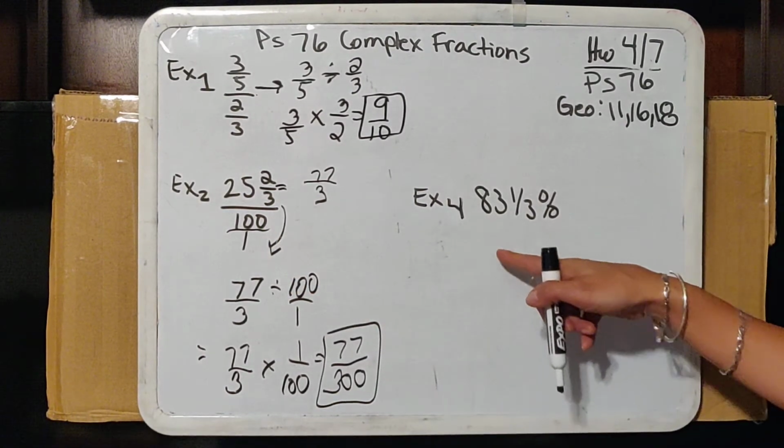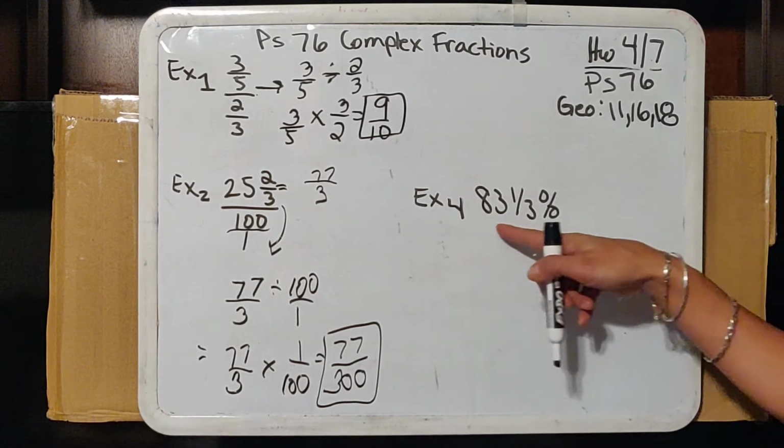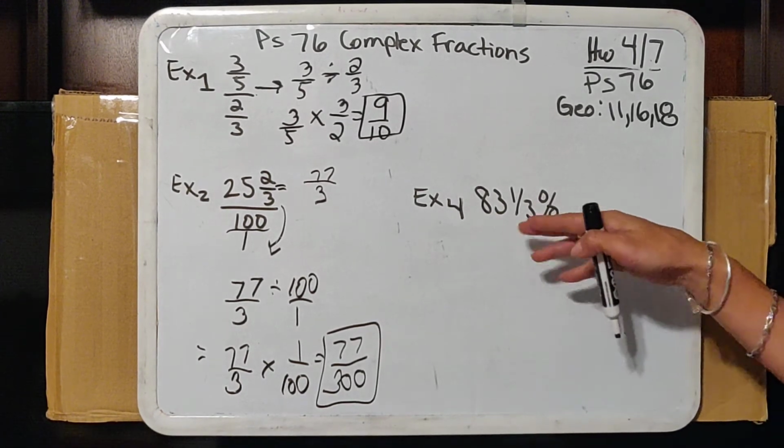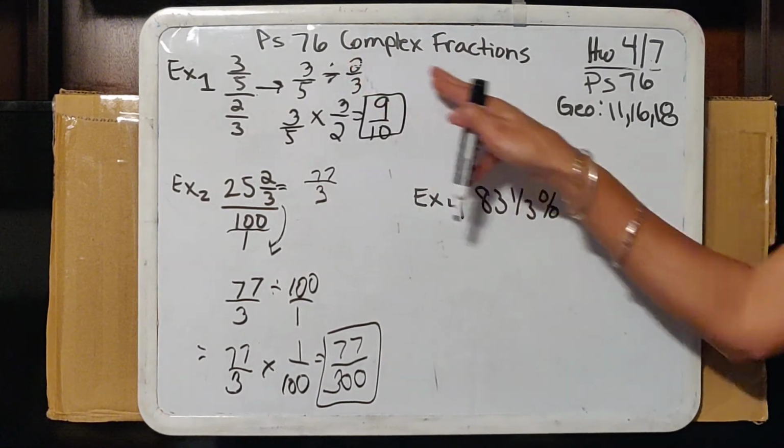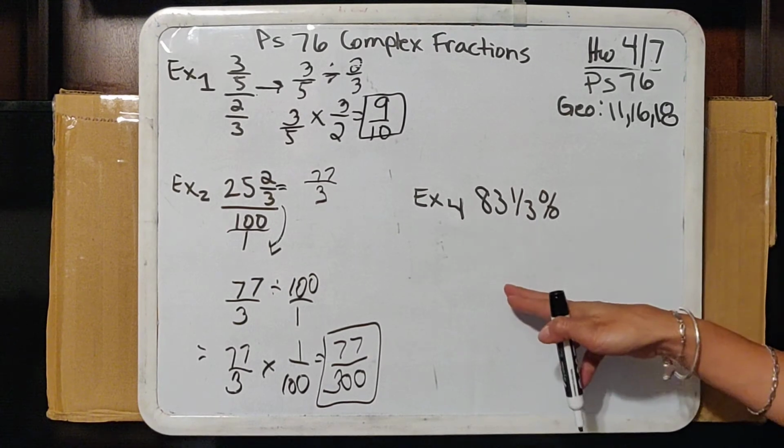What I did want to do is point out example number 4 because this presents a unique situation. At first glance, it doesn't even look like this is a fraction at all because it's not complex. It doesn't have another fraction underneath it.